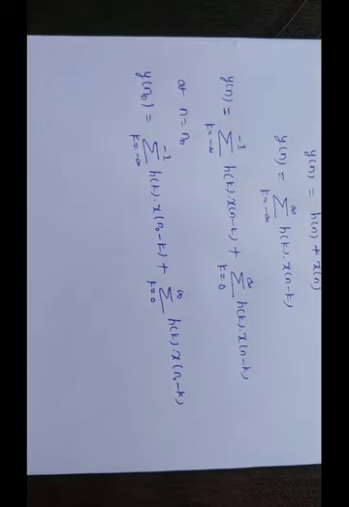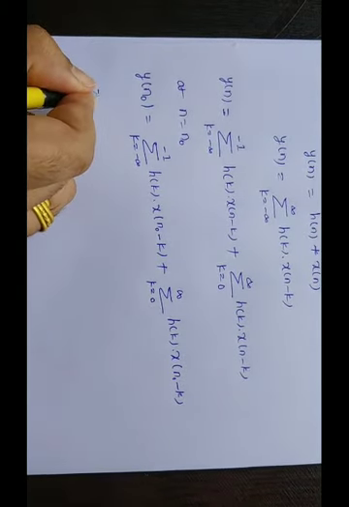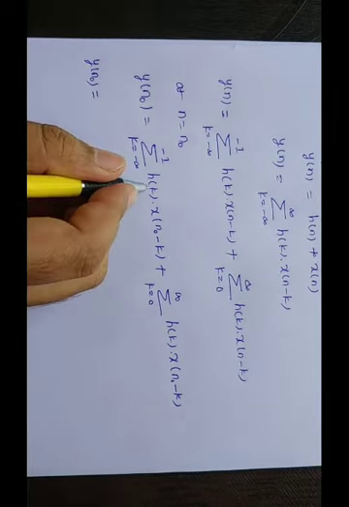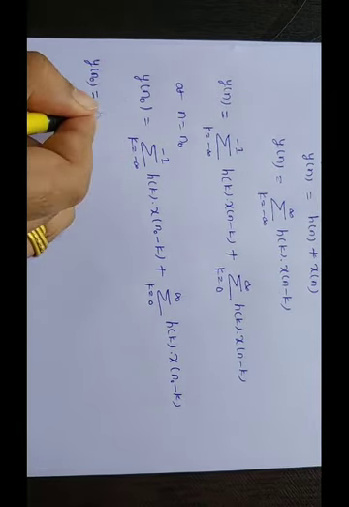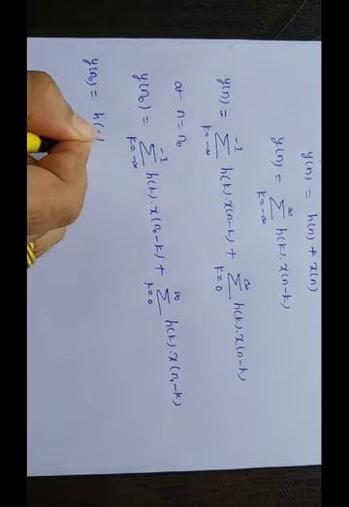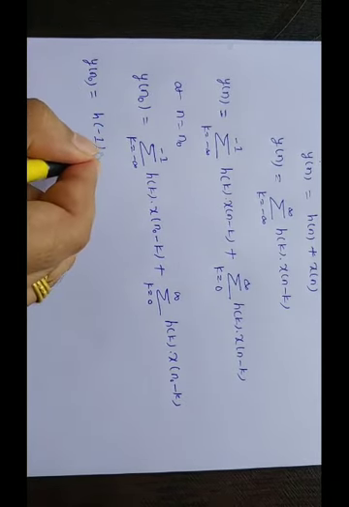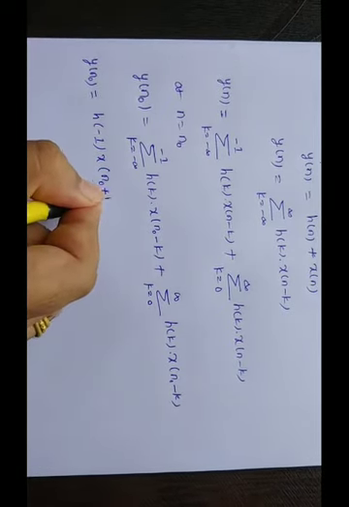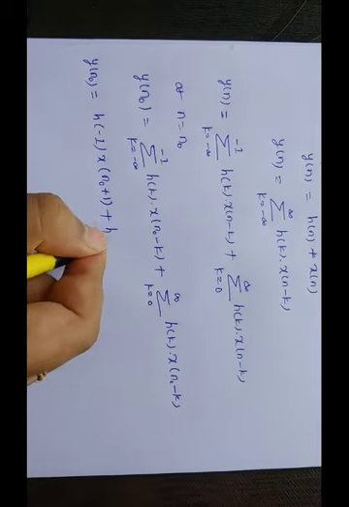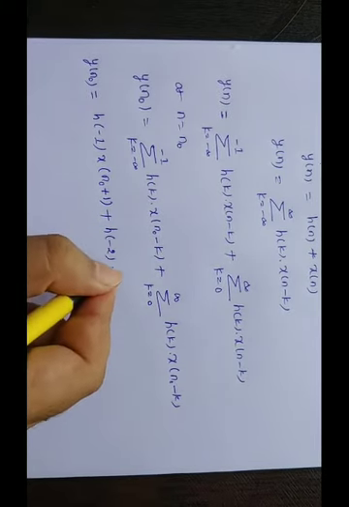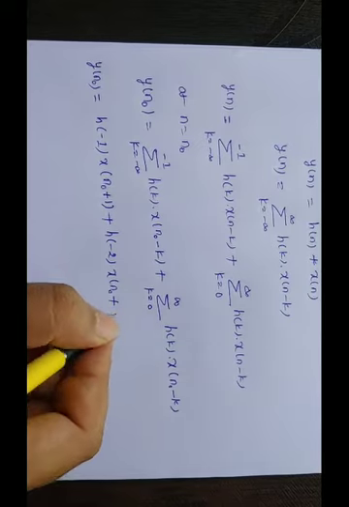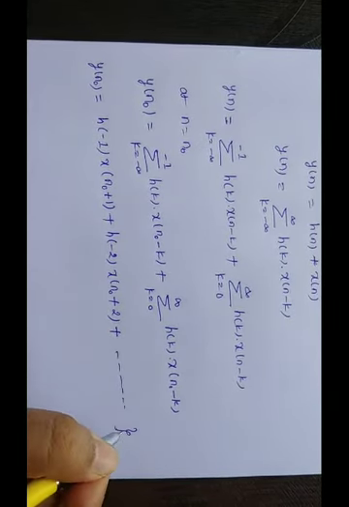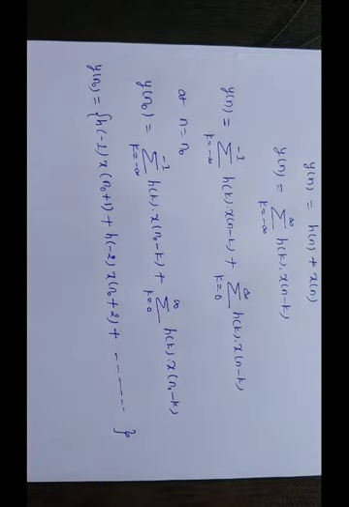Now let us expand this one. If I expand, I am getting y of n naught equal to, initially putting the k value as minus 1, h of minus 1 x of n naught minus of minus 1, then it becomes plus 1. Similarly for h of minus 2, I am getting x of n naught plus 2, plus so on, up to minus infinity. So that is the expansion.